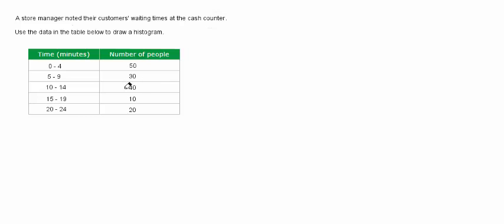And similarly, there were 40 customers waiting at the cash counter for anything between 10 and 14 minutes, 10 customers for anything between 15 and 19, and 20 customers had to wait as long as anything between 20 to 24 minutes at the cash counter. And let's say the store wants to make use of this data to improve their payment procedure, maybe add an extra counter or whatever. So they want a visual representation of this data. We have the classes on this side and the corresponding numbers on this side. So this becomes the X, the classes, and this becomes the Y, the values.